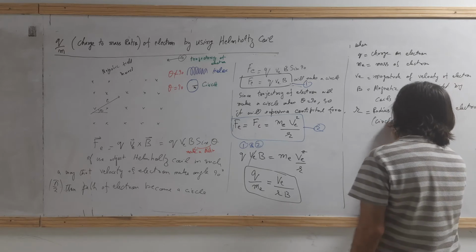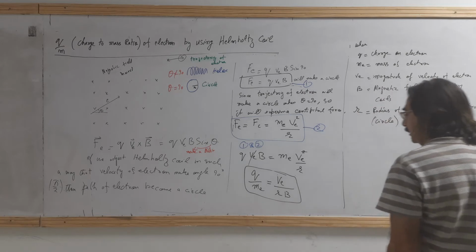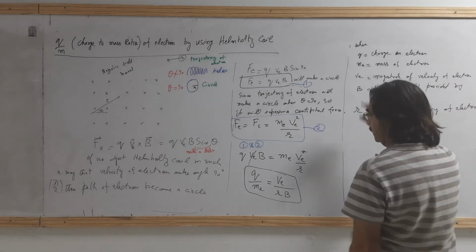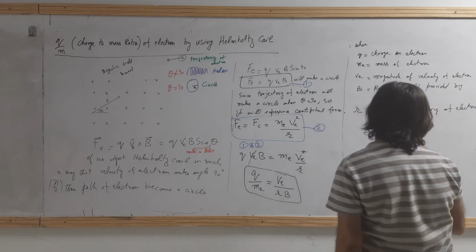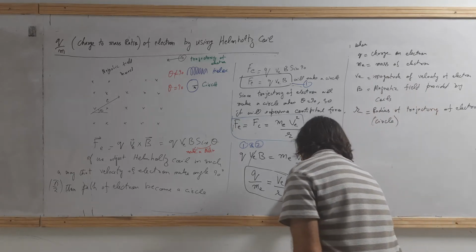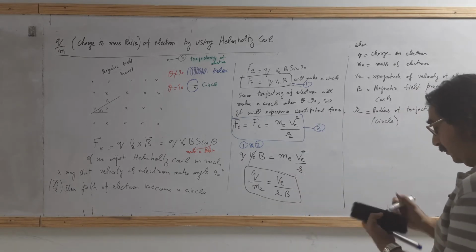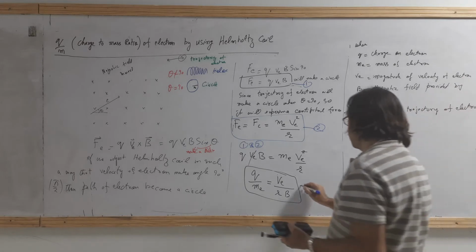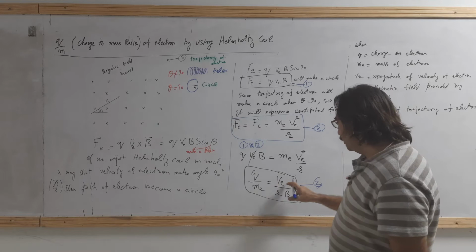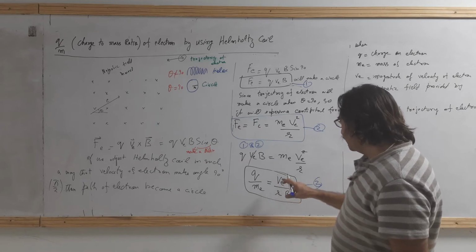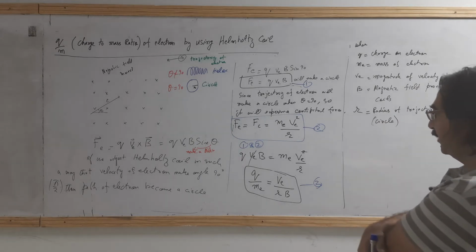So that will make a circle, okay. If the angle is theta, otherwise that will be a helix coil. Q, Me, V, R and B, this will be our relation. So you will get this result, okay. From this formula you will measure the Q/M ratio. Now the question is how we may find the velocity of electron.